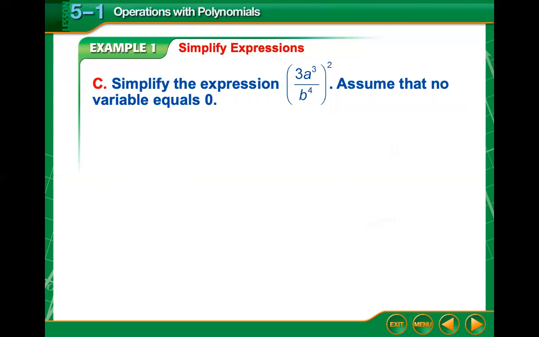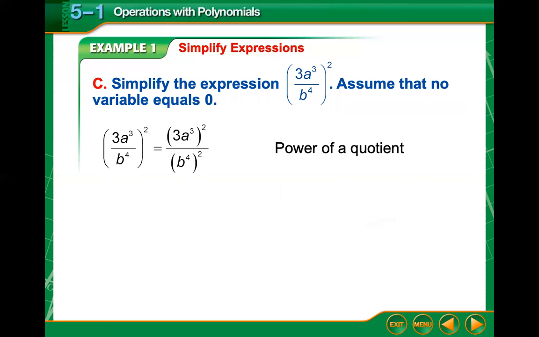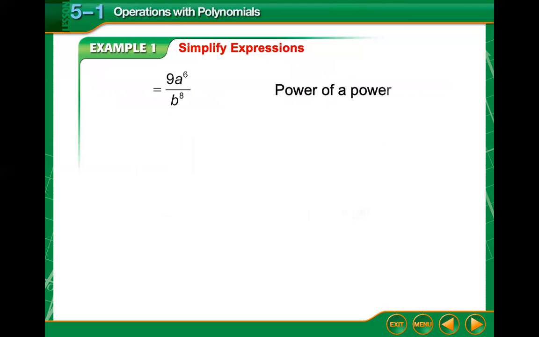Next, we have 3a cubed squared over b to the 4th, with the squared being on the outside. So the first thing we're going to do is the power of a quotient, which distributes the exponent of 2 to both the numerator and the denominator. And then we're going to use power of a product to distribute this exponent of 2 to both 3 and a cubed. And we simplify to get 9a to the 6th over b to the 8th, which is our power of a power, and that is our solution.